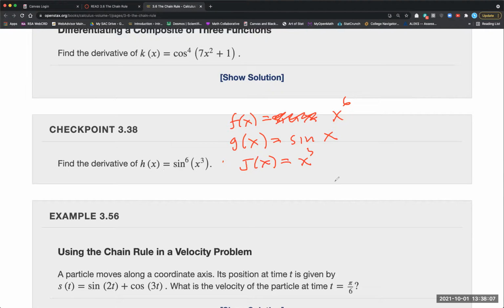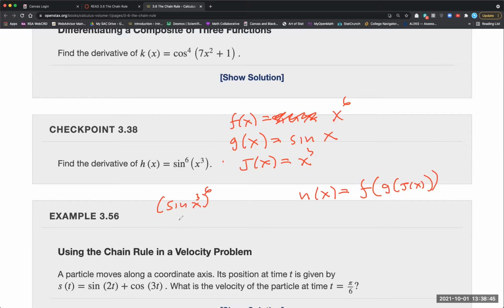So what you see here is h of x is equal to, it doesn't have to be this complicated, I'm just showing you how it looks, right? You have x to the 6 equals f. Inside of f, you have g, and inside of g you have j. So it looks like that, right? It's the compositions, but sometimes you start to see the pattern. Okay, so what do we have here? We have sine x cubed to the power of 6.